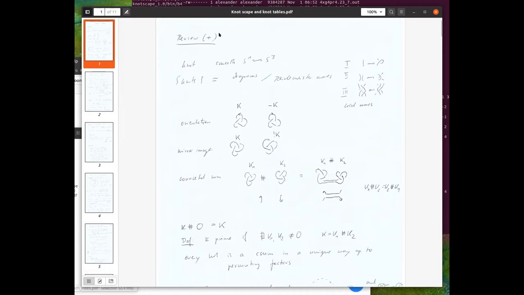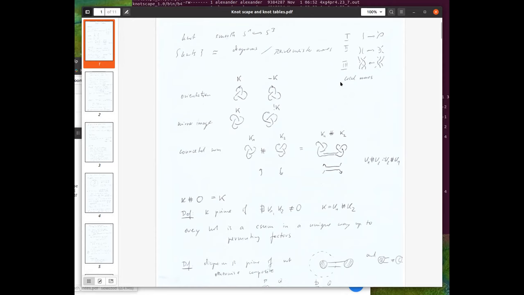diagrams modulo Reidemeister moves. Okay, so diagrams means plane curves with over-under crossings, and Reidemeister moves are these three types of local moves which are drawn here on the right. Okay, and I said sometimes I want to distinguish orientation. So for example, when I have a trefoil, then I can run it in this way, and then I can also turn the orientation around and then draw it that way.